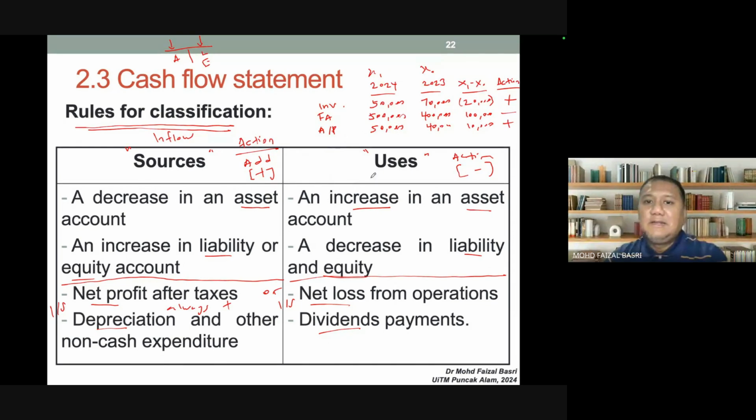Okay, but similarly, let's say for another liability, we have notes payable. Okay, debt with the bank. Let's say in 2023 our debt with the bank is 100,000.